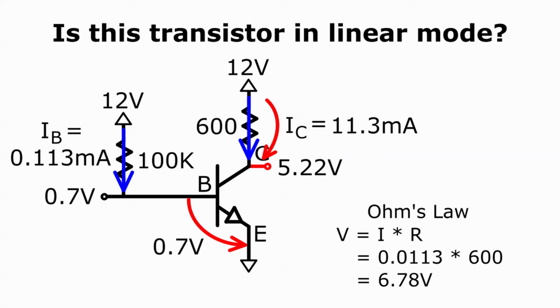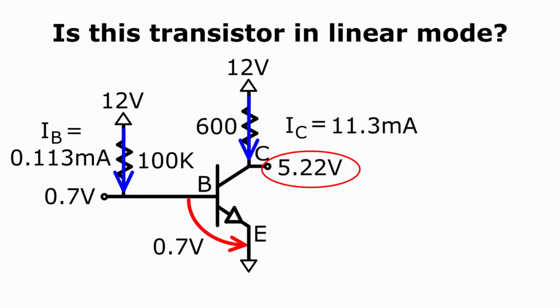As the last step, we need to confirm that the collector voltage, which is 5.22 volts, is greater than the base voltage, which is 0.7 volts. It is, so the base collector junction is reverse biased. The answer to the original question is yes, this transistor is operating in linear mode.